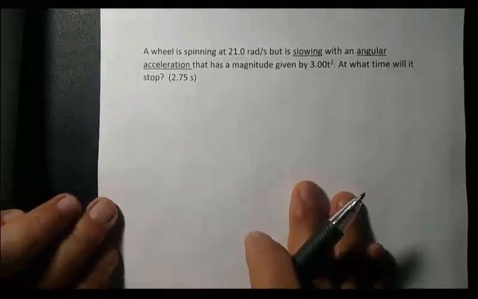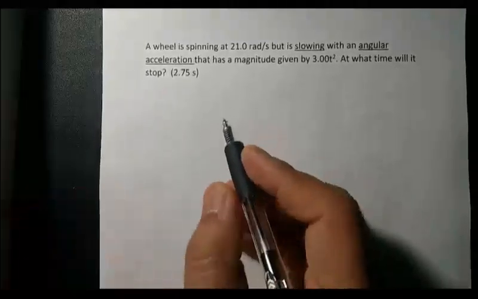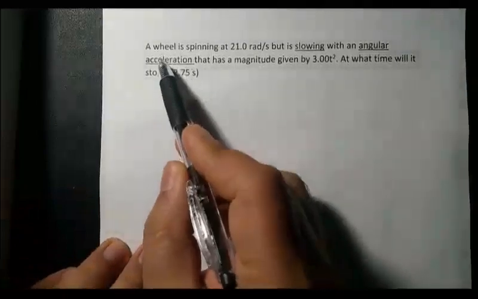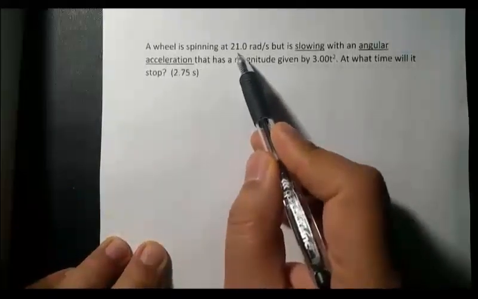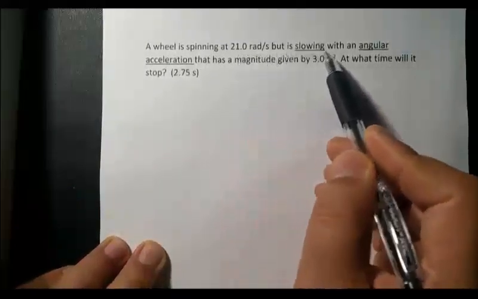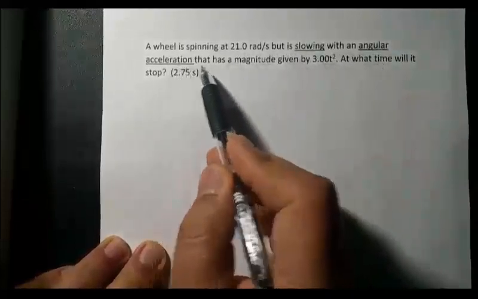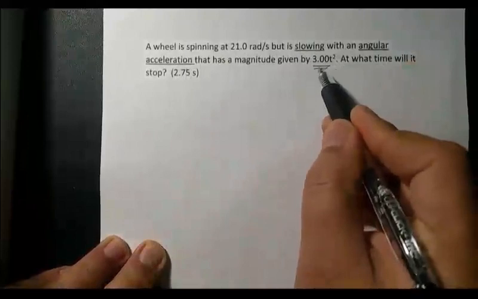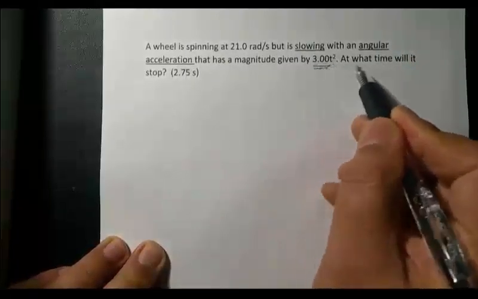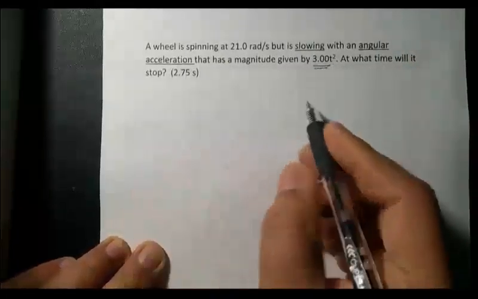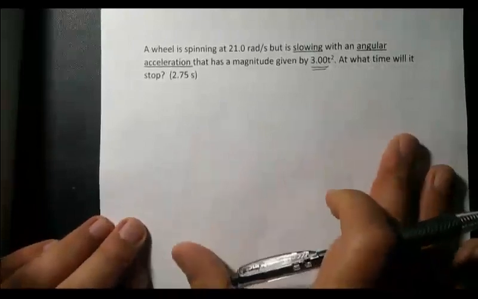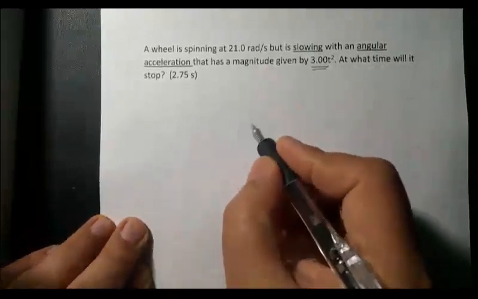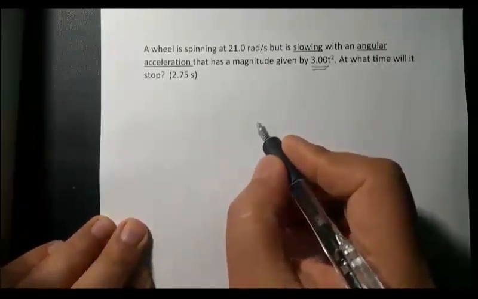All right, so the next problem I'll be solving is something like this. A wheel is spinning at 21 radians per second, but it's slowing down with an angular acceleration given by 3t squared. Its alpha is 3t squared in magnitude. At what time will it stop? So here's how you do it.